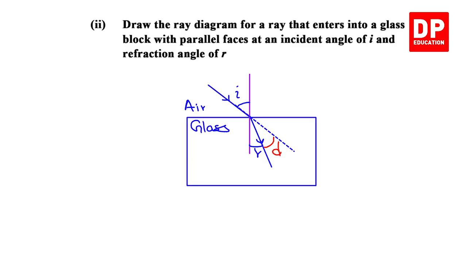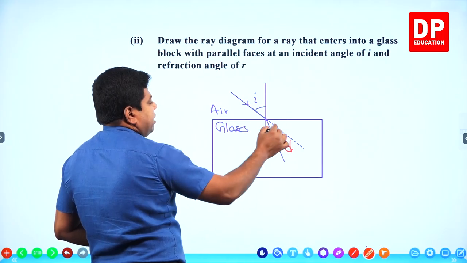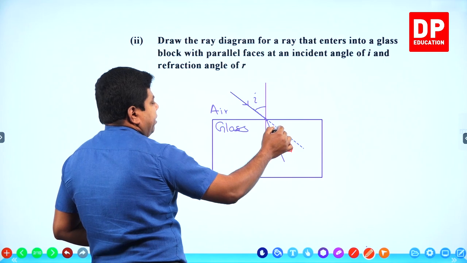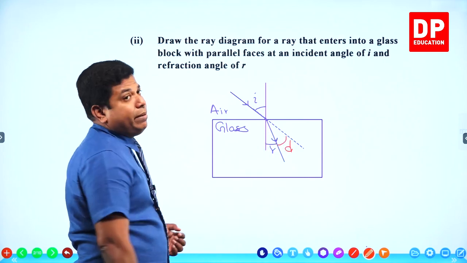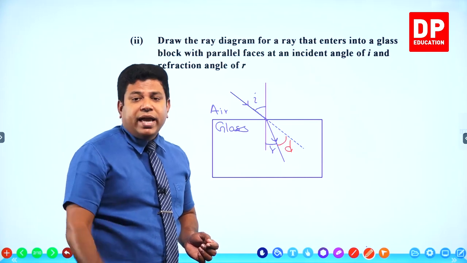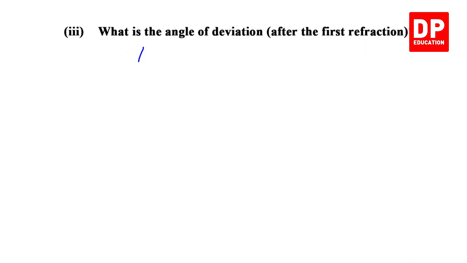I can mark this as D. You know, D plus R has to be I, right? If this is I, the same two lines, the total angle here has to be I. Out of that I, R is subtracted, you get D. So D is I minus R. That's what they ask. Find the angle of deviation.